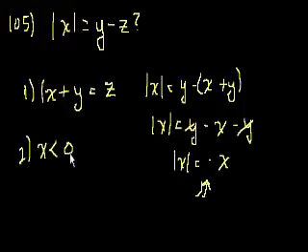And obviously statement 2 alone is useless, because if you just say x is less than 0, you don't know anything about y or z without this condition right here. So both statements together are sufficient, but individually they're reasonably useless.